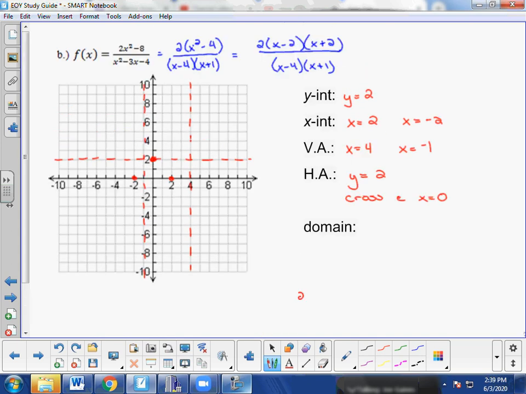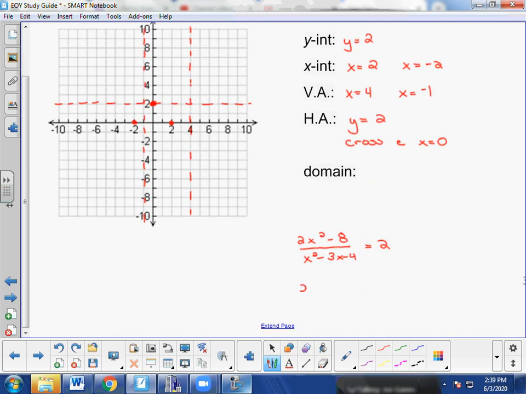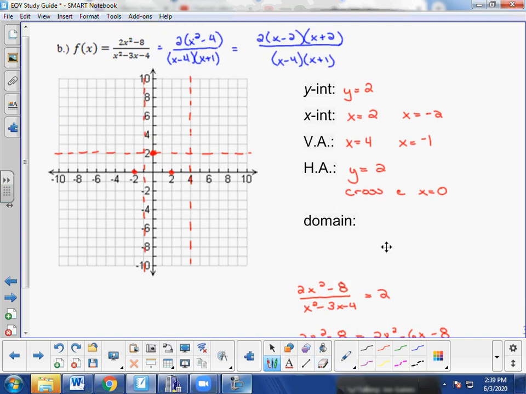Let's make sure that's the only place. So if I take 2x squared minus 8 over x squared minus 3x minus 4, I set that equal to 2, the horizontal asymptote. I'm going to multiply by the denominator on both sides, so that's going to give me 2x squared minus 8 equals 2x squared minus 6x minus 8. And then I could subtract 2x squared, they would cancel out. I could add 8, they would cancel out. 0 equals negative 6x, divided by negative 6, so x equals 0 is the only place that it does cross.